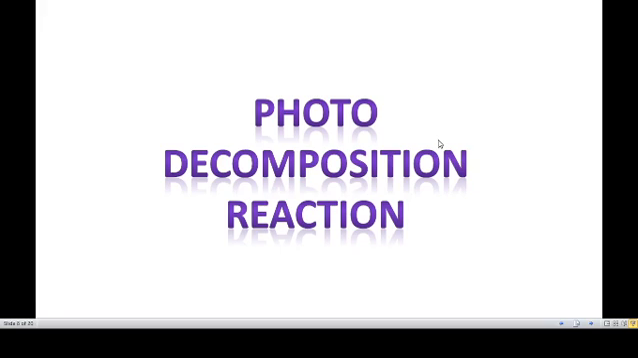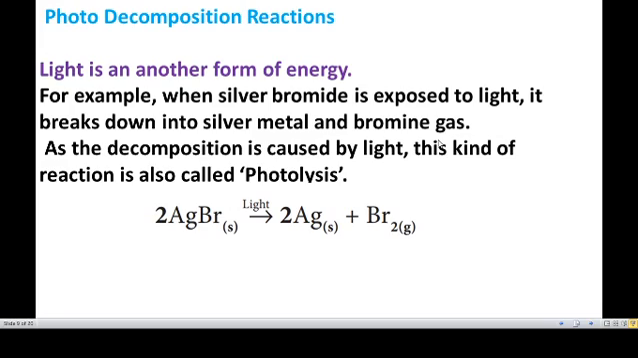Next type: photo-decomposition reaction. What is photo decomposition? Photo means light. Light is another form of energy. For example, when silver bromide, AgBr, is exposed to light, it breaks down into silver metal and bromine gas.